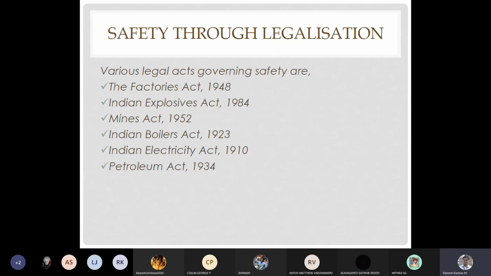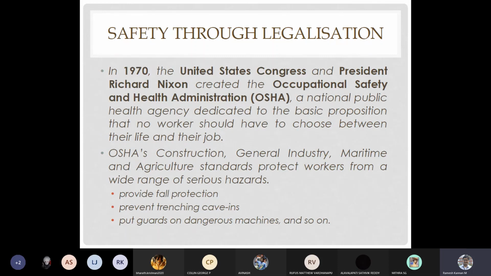So these are some of the safety legal provisions that we generally look for in a construction project as well. But in America, they have a well-established act or regulation called OSHA, the Occupational Safety and Health Administration, right? So this was there even in the 1970s.